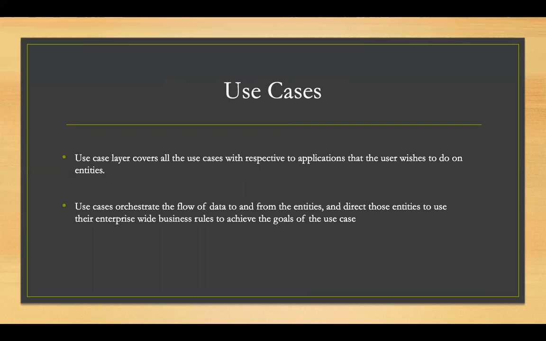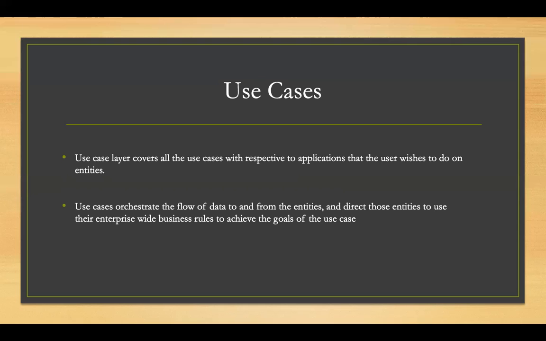Then we talk about the use cases, which is the application business rules layer. The use case layer covers all the use cases with respect to applications that the user wishes to do on entities. Now let's take an example. Let's say there is a financial application and it consists of a business object called a bank account.